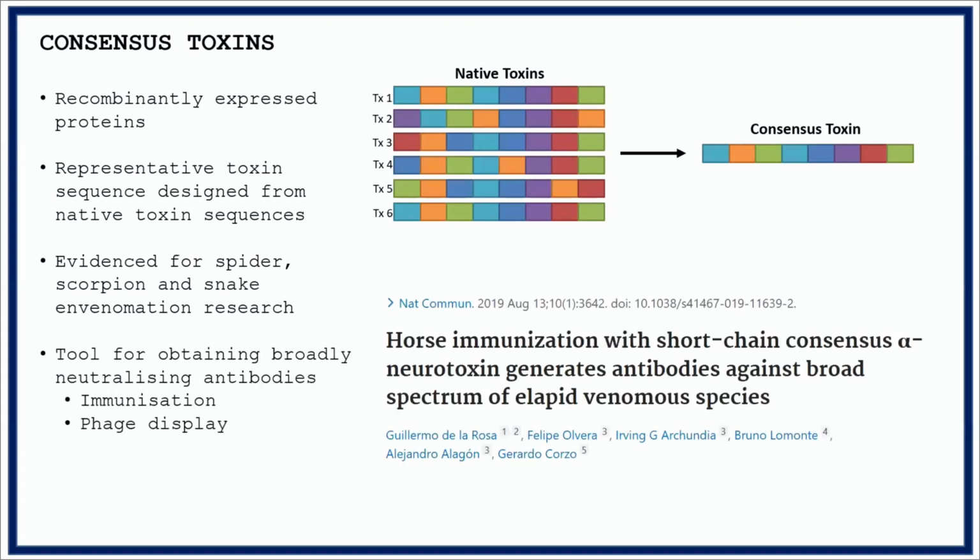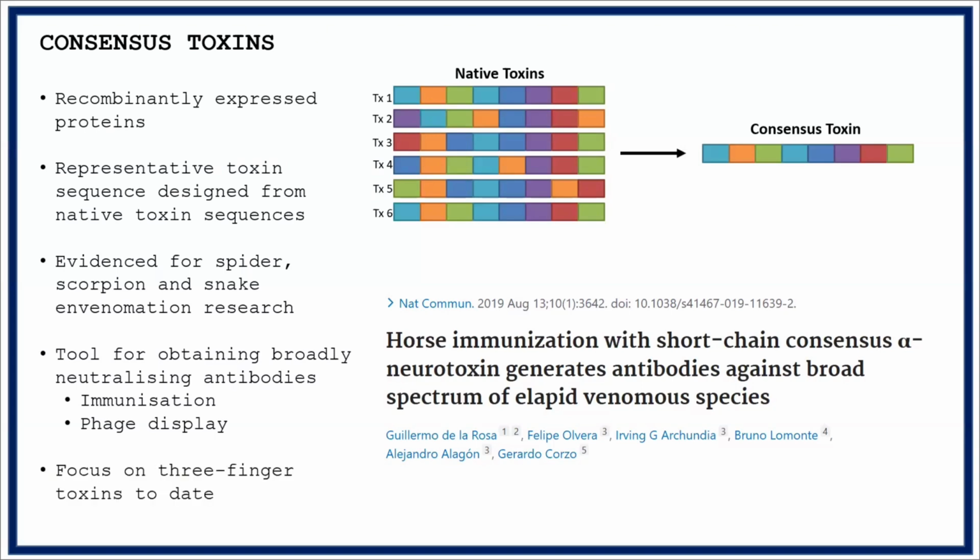So the first instance of this was by De La Rosa back in 2018, 2019, who used a consensus short chain alpha neurotoxin to generate broadly neutralizing antisera in a horse model. And then, as I mentioned yesterday, they're more commonly now used in phage display systems for monoclonal antibody discovery.